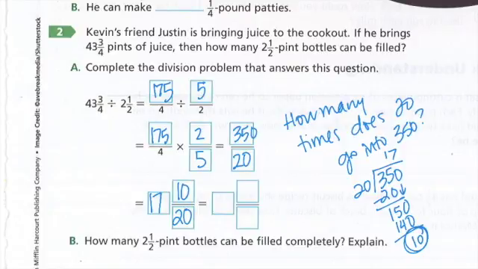We need to reduce that, so we'll keep our 17. If you notice, 10 and 20 both end in a 0, so we can divide them by 10. We would get 1/2. How many 2.5 pint bottles can be filled? 17.5 bottles. So he'll have 17 that are full and then one that's only half full.